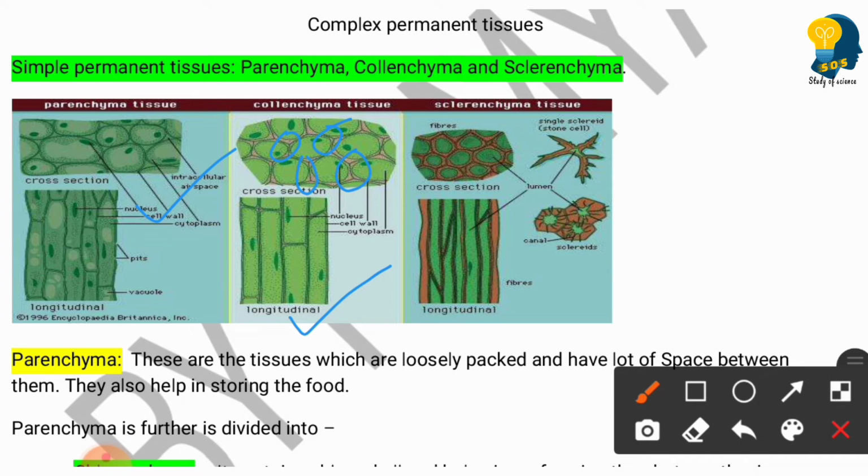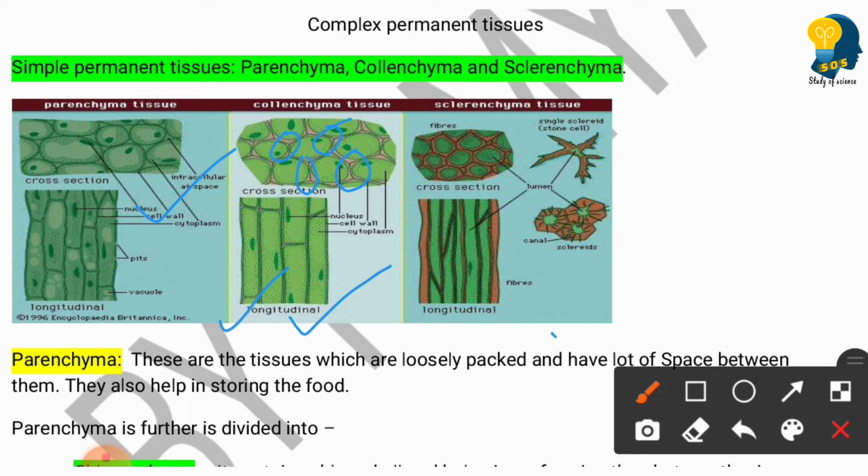Okay, it allows the plants easy bending without breaking. When plants are moving because of the wind, they do not break. They bend even though they do not break. It is because of the Collenchyma. The cells present in the Collenchyma have thickened ends. Clear? So this is how the longitudinal section of the Collenchyma looks.